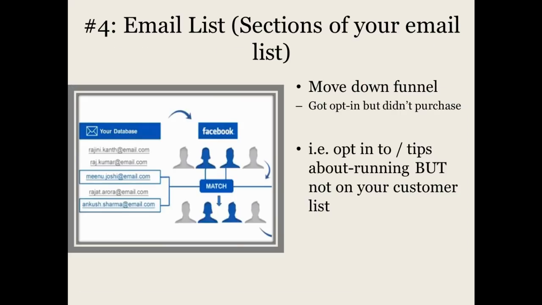Next, email list. Sections of your list. Move down the funnel, got opt-in but didn't purchase. Example, opt-in to tips about running, not on your customer list. This is the situation where you are going to have a list of all the emails of persons who had tried to look onto your website or into your store, so that you would be able to send them another email or another offer that they would surely purchase your product.